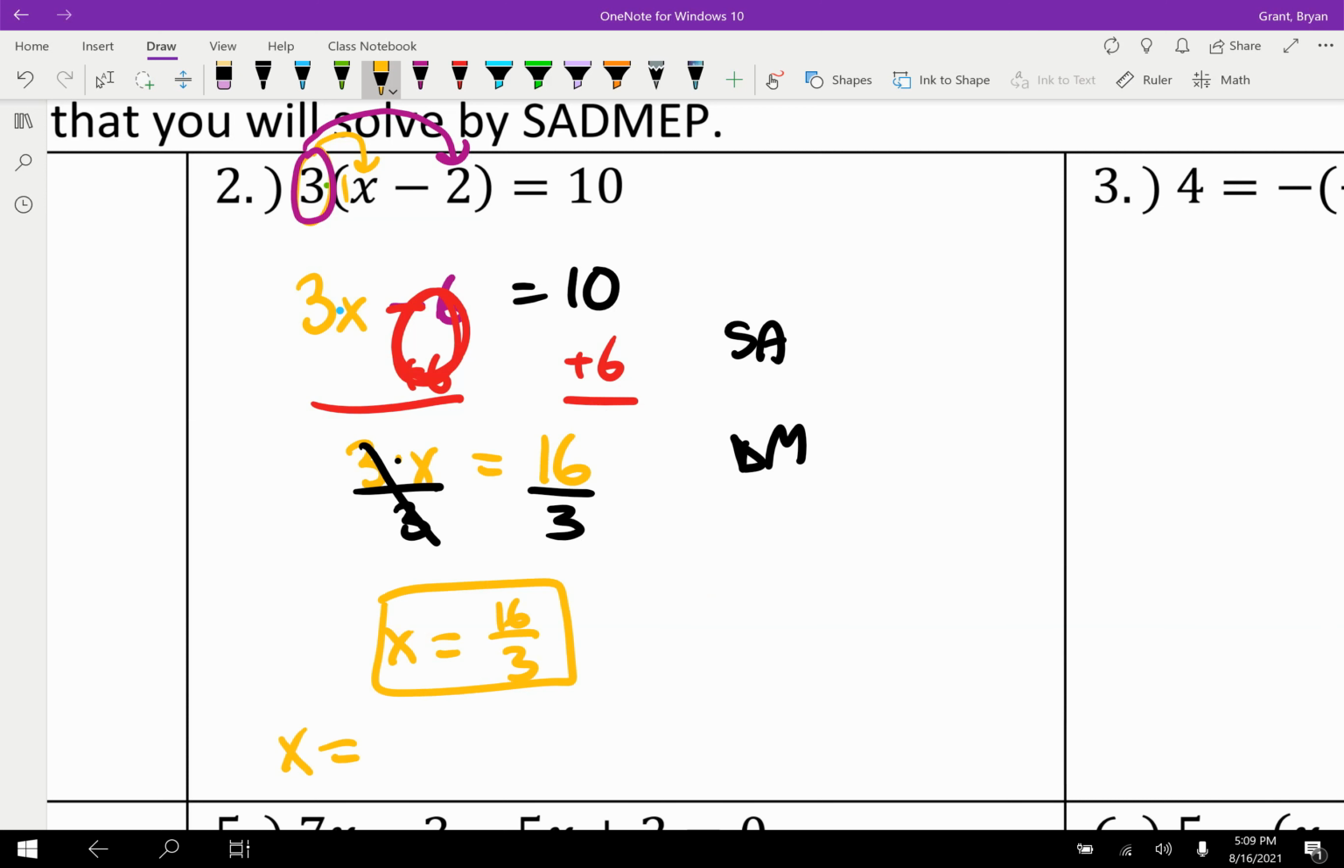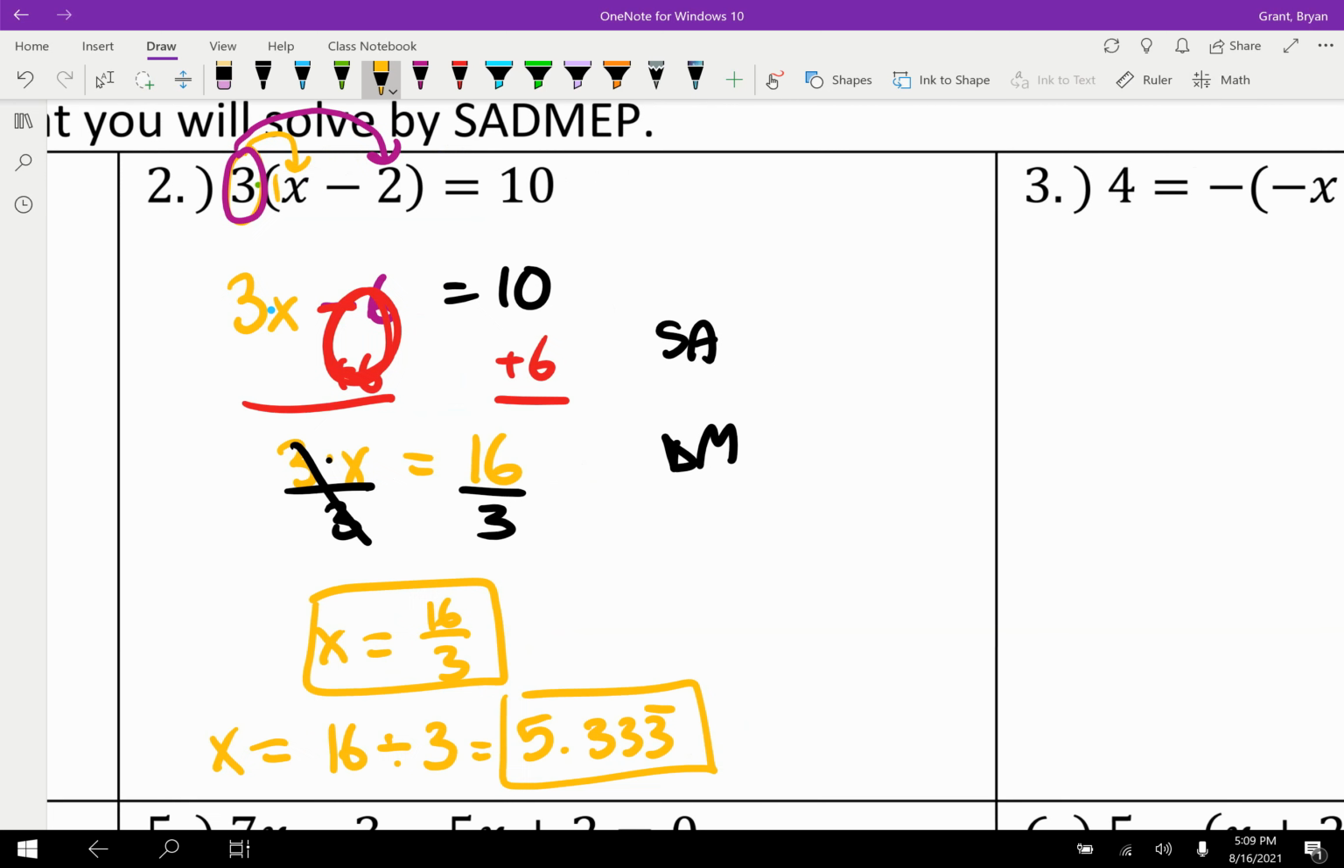To turn it into a decimal, you'll probably want a calculator available. You're going to do 16 and divide that by 3, right? We read from top to bottom. 16 divided by 3, you'll find it is 5.3 repeating. And so we use that little bar to show the repeating 3's.